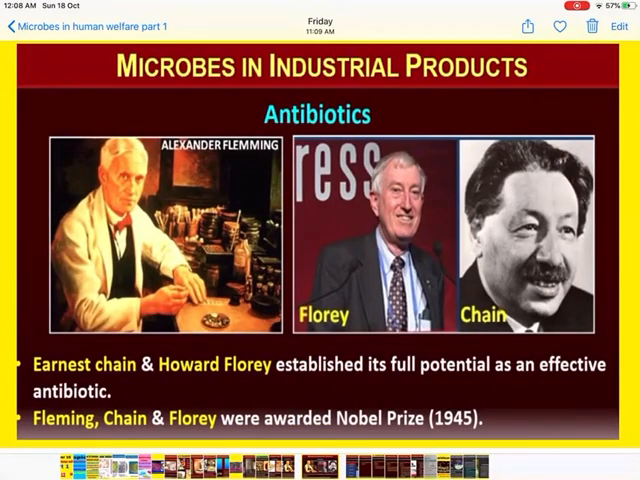Later, Ernest Chain and Howard Florey established its full potential as an effective antibiotic. They made it absolutely clear that yes, we can use this penicillin as an antibiotic, and this antibiotic penicillin was used during the Second World War for treating the American soldiers. And in 1945, Fleming, Chain and Florey were awarded the Nobel Prize for this discovery.